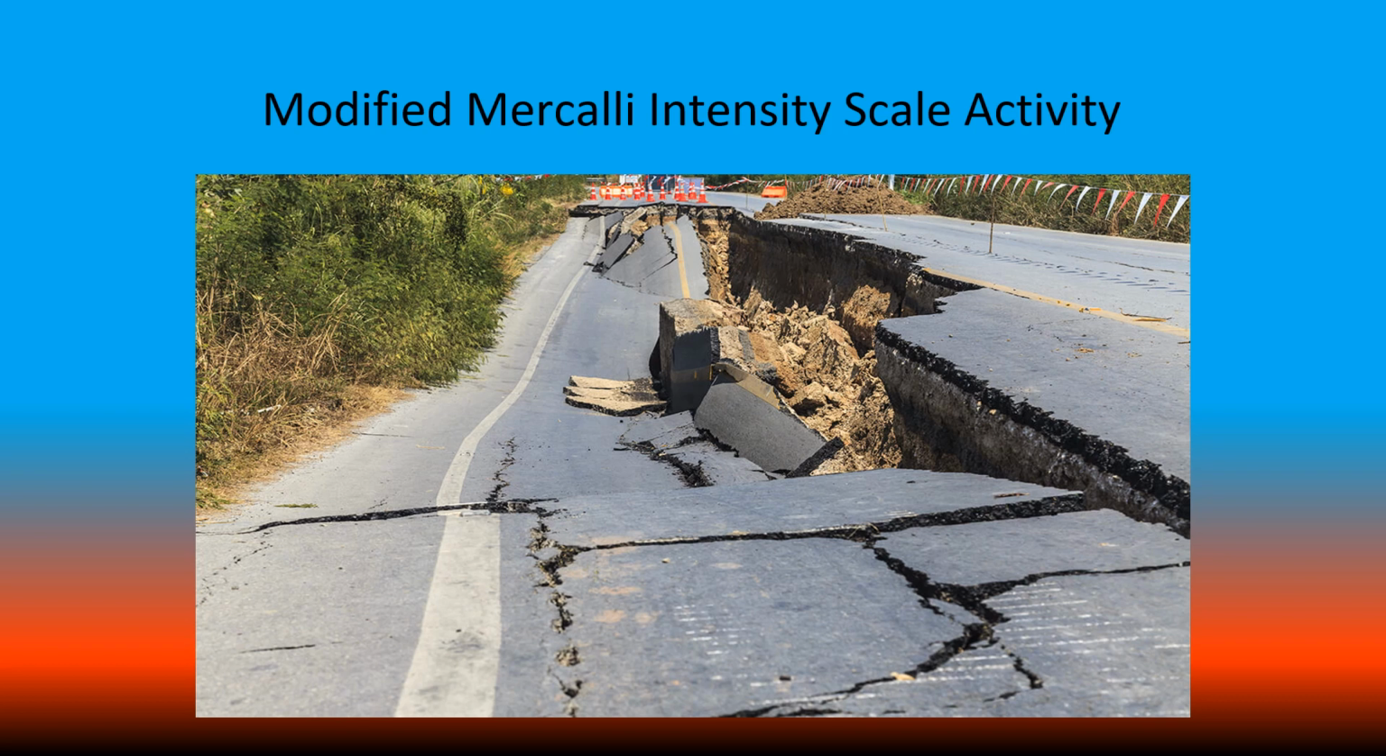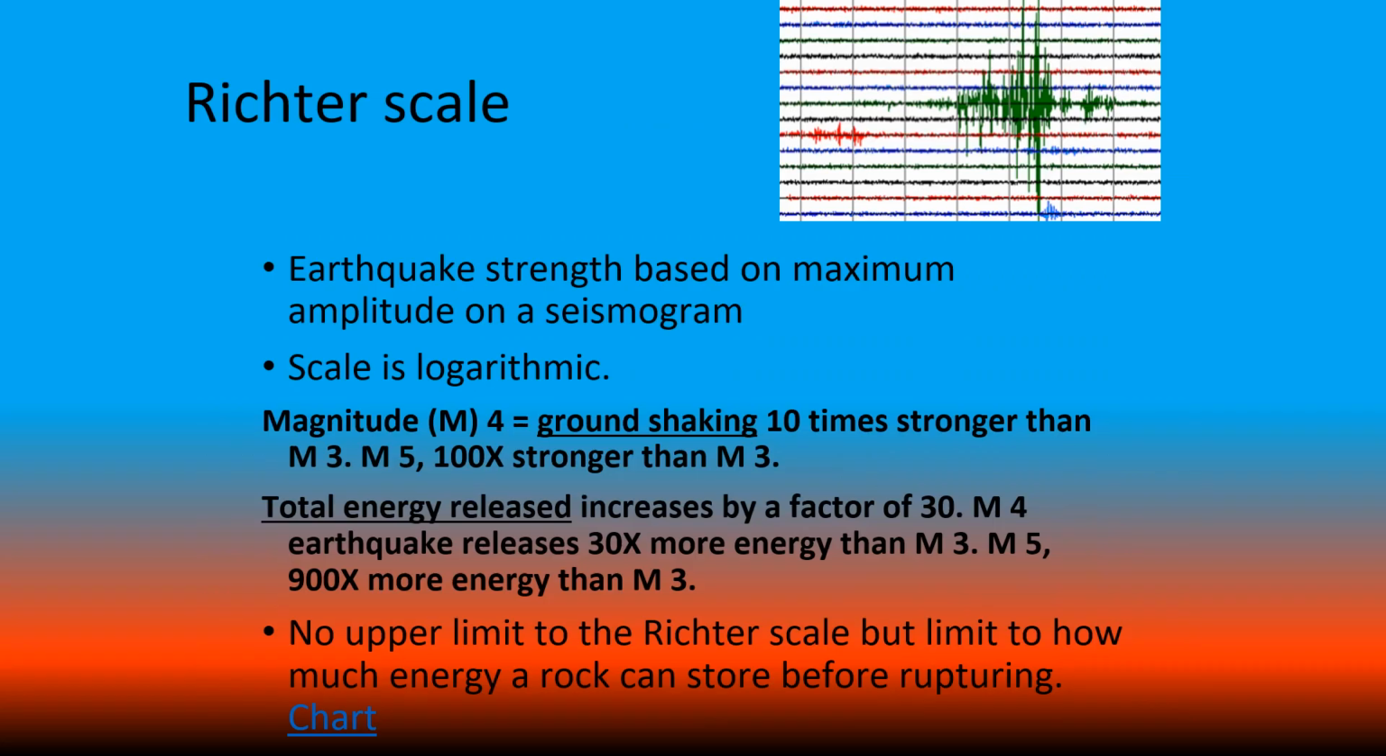Now, normally I would have an activity, but I don't here, so we'll skip this slide. Then we have the Richter scale. This is earthquake strength based on the maximum amplitude on a seismogram. It has a lot more to do with the actual waves moving through the ground, so it's independent of any destruction to human structures.